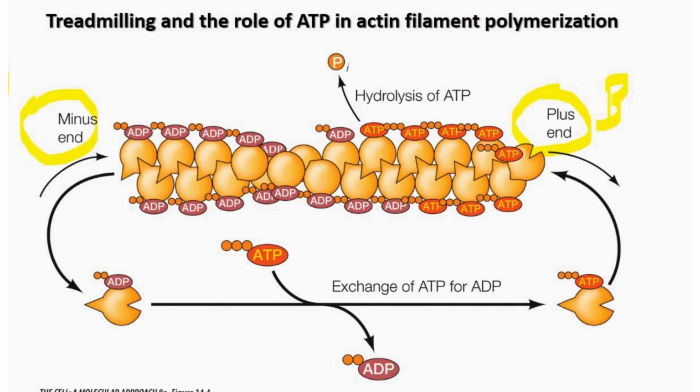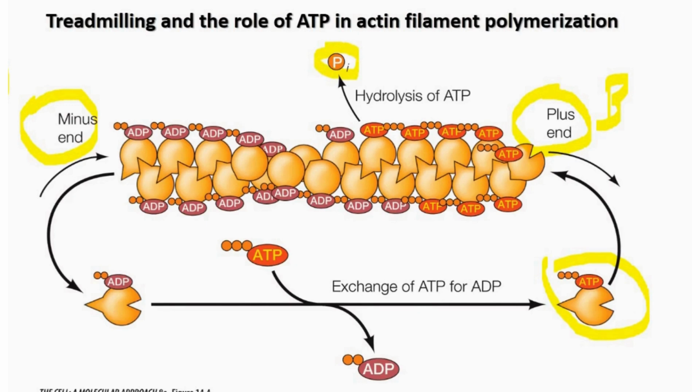If you see this plus end, you have the concentration of free actin monomers. The actin monomers at the barbed end are bound to ATP. Look, so many ATP-bound monomers are being polymerized. However, soon after polymerization, ATP is hydrolyzed. Look, loss of phosphate, that is hydrolysis of ATP.